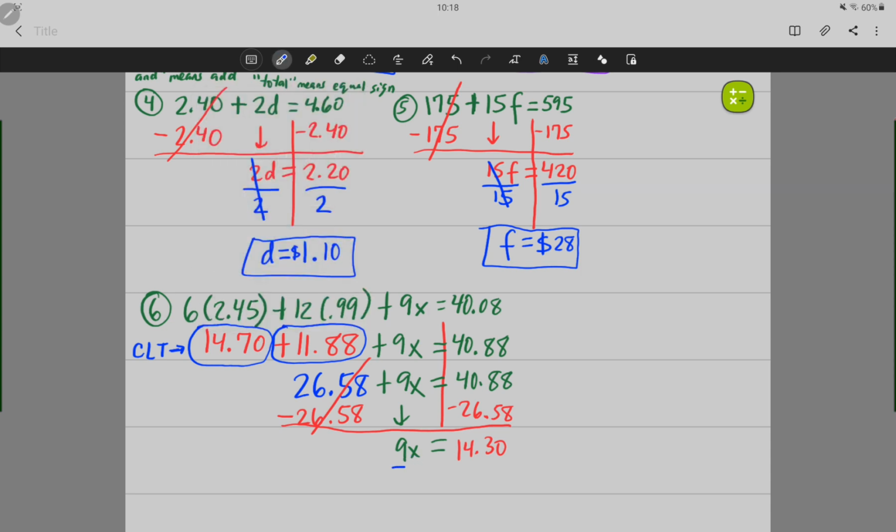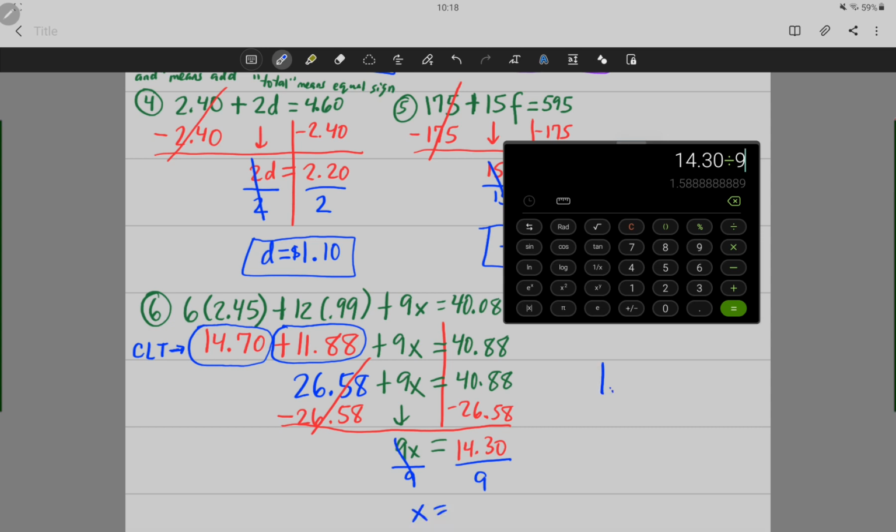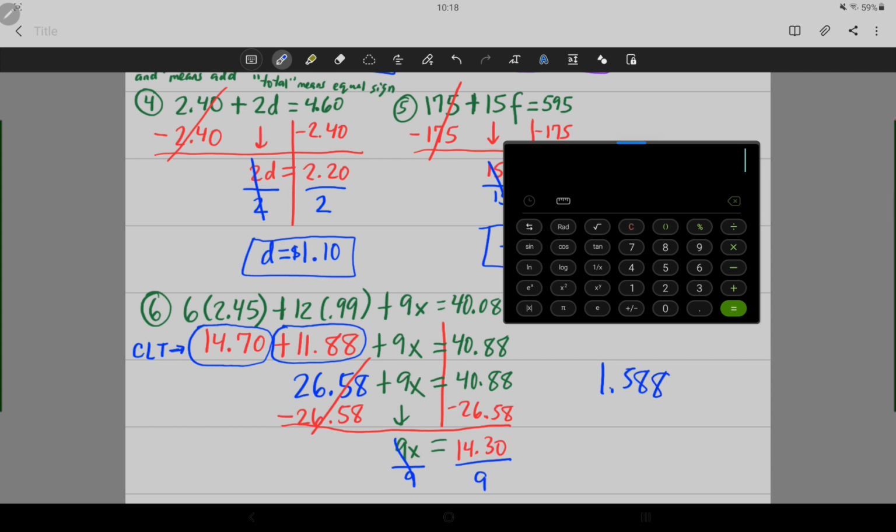And now that we're looking at multiplication, it says 9x, 9 times x. We do the inverse there and divide by the coefficient. The number in front of x is 9, so we divide both sides by 9. And our answer is, let's see, $14.30 divided by 9 is, all right, I'll just write over here, 1.588.